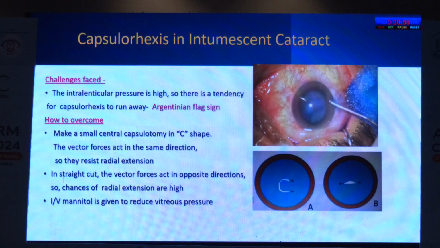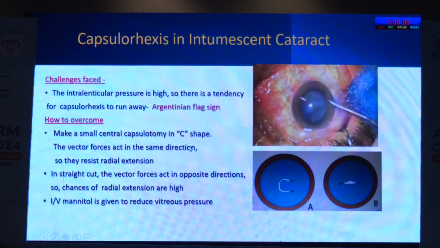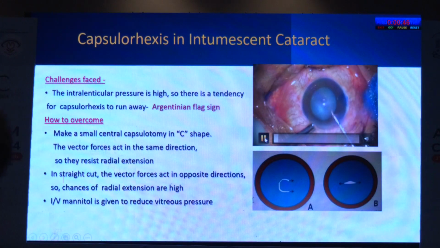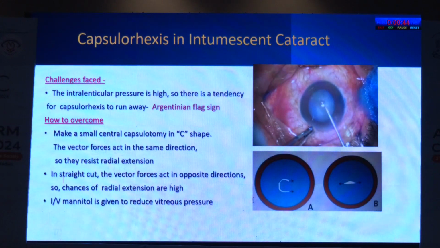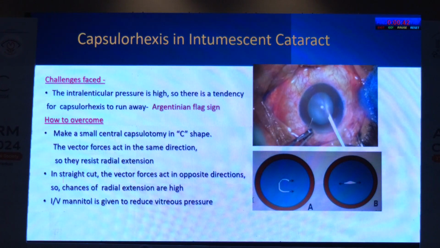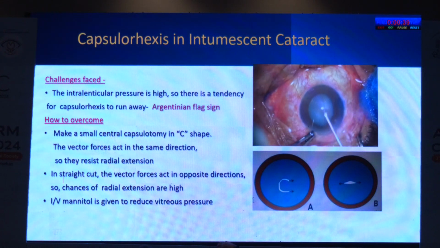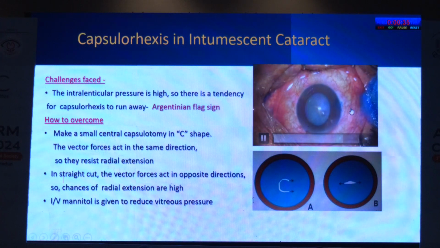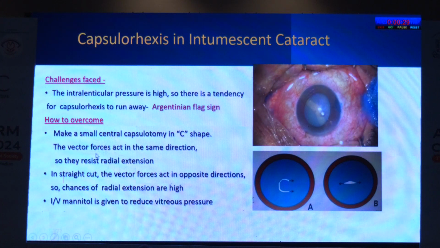Then what is the main principle to prevent the Argentinian flag sign? Because intralenticular pressure is high, there is a tendency of the capsular axis to run away, and if you make the first initial puncture, it hardly takes 10 to 11 seconds and there is an Argentinian flag sign. You are helpless. See in this video like this. So how to overcome this?